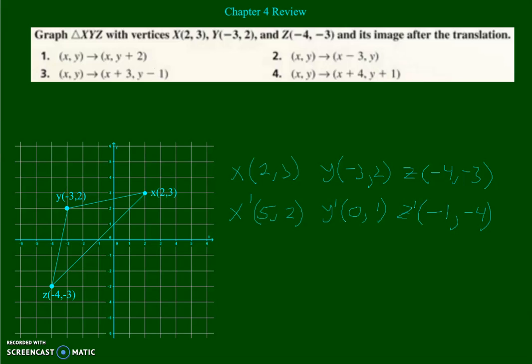Now we'll go ahead and plot those points. And we have (5, 2). (0, 1). And (-1, -4).